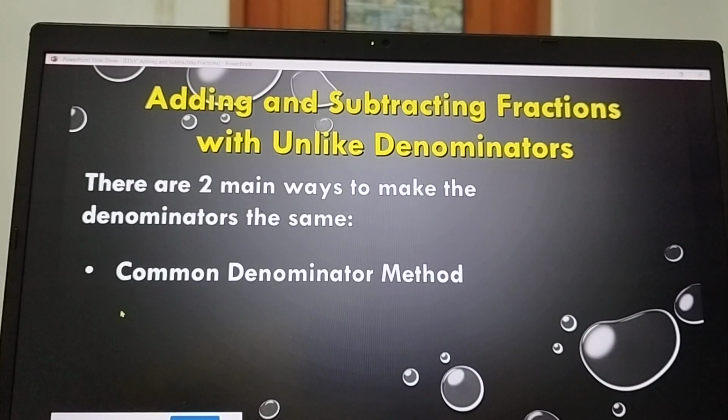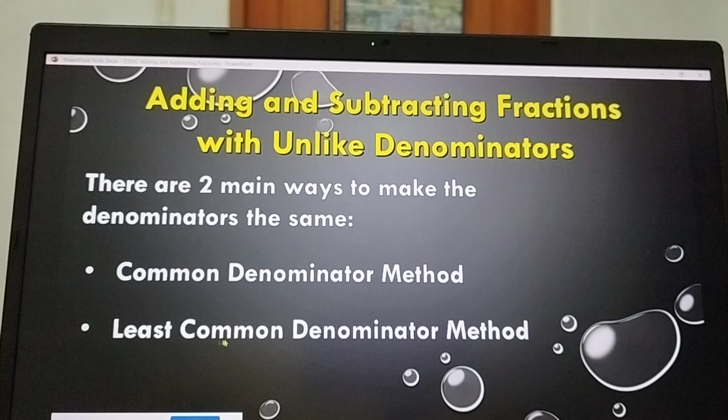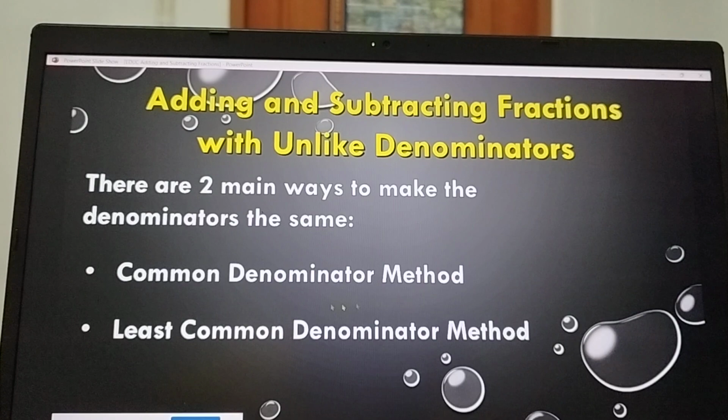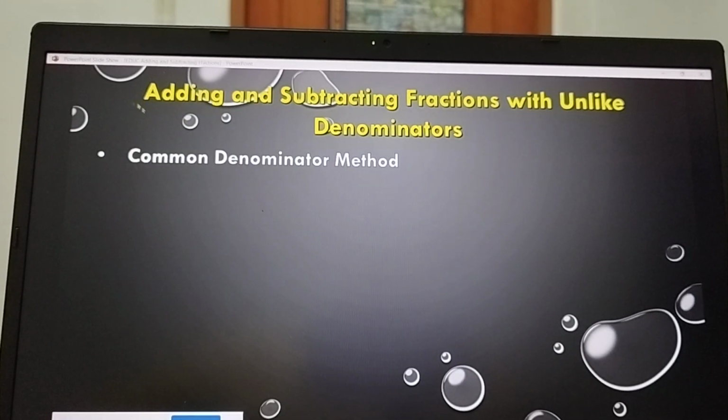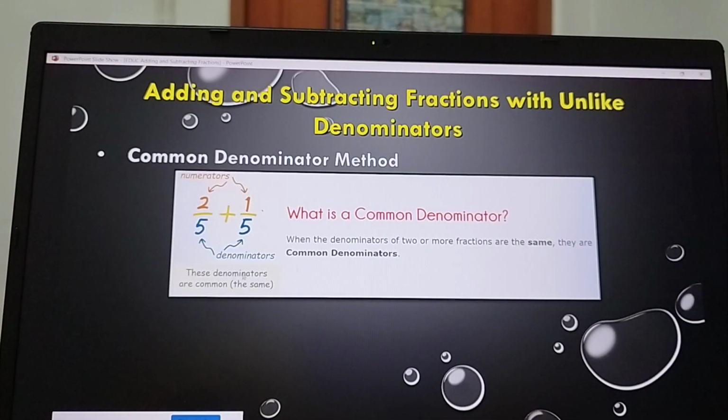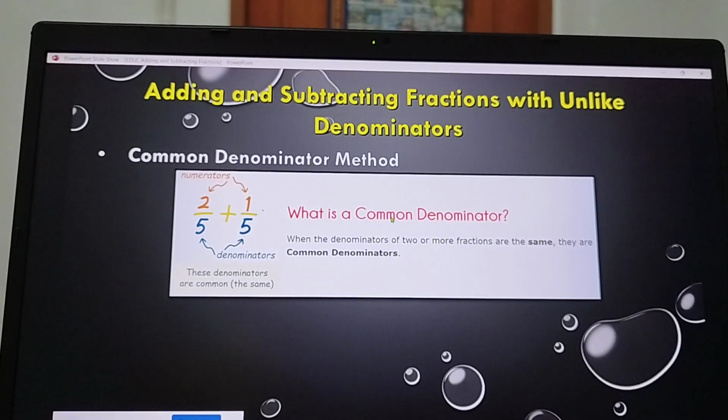First is the common denominator method. The second is the least common denominator method. For today, we will discuss the common denominator method in making your denominators the same. So let's try the common denominator method. What is a common denominator?